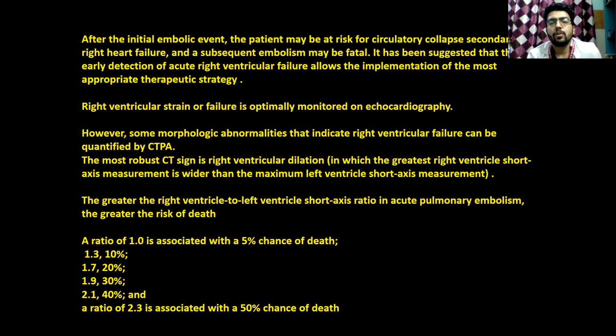Right ventricular strain or failure is optimally monitored on echocardiography. However, some morphologic abnormalities that indicate right ventricular failure can be quantified by CTPA. The most robust CT sign is right ventricular dilatation. The greater the right ventricle to left ventricle short axis ratio in acute pulmonary embolism, the greater the risk of death.